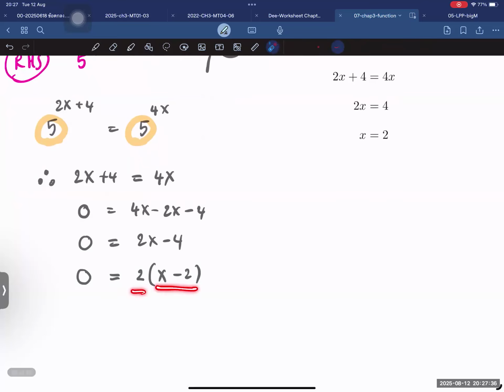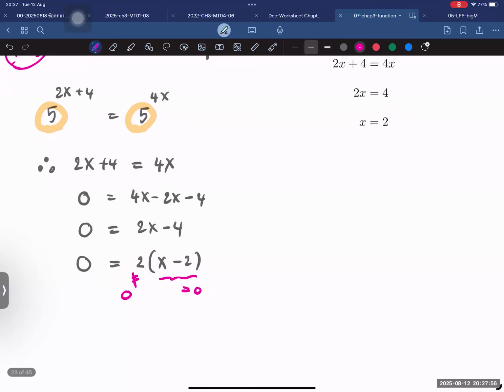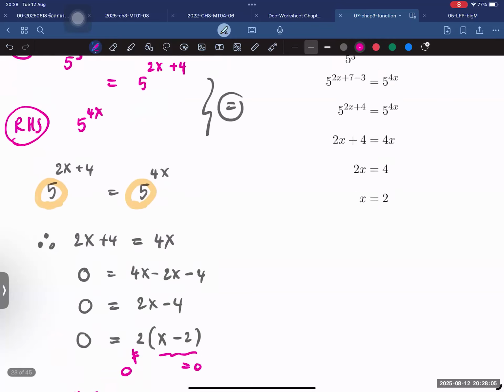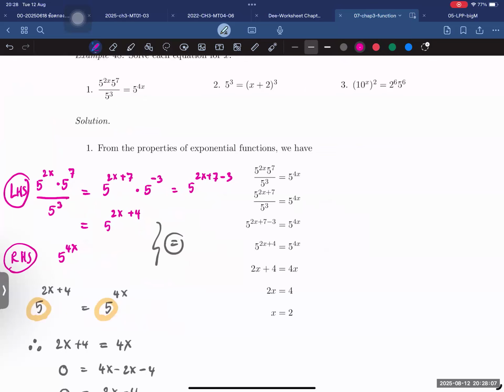So two terms multiply each other and we got 0. It means that one of them must be 0 or both of them. In this case, we see that 2 is non-zero. Therefore, this term must be 0. Okay. So 2 is never 0. Therefore, this one must be 0. So that means that x minus 2 must be 0. It implies that x is equal to 2. So the answer for this question is x equal to 2.